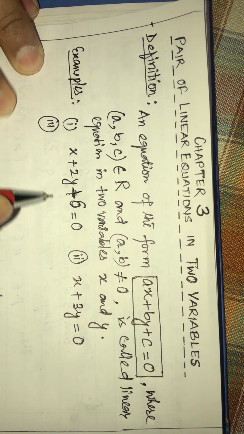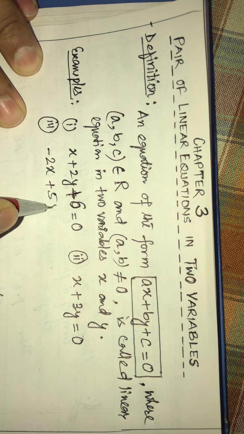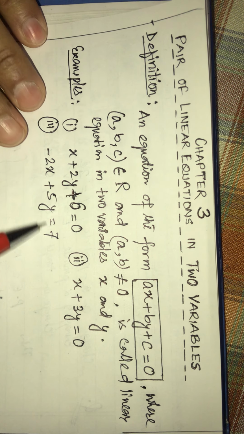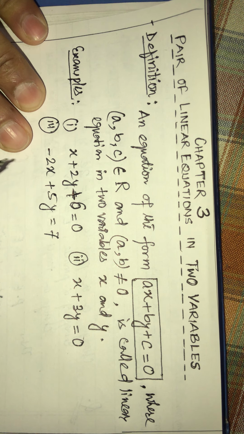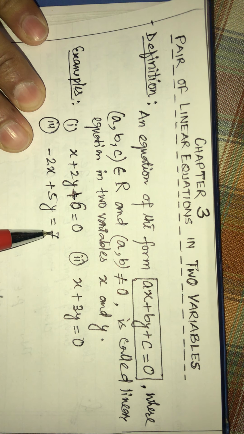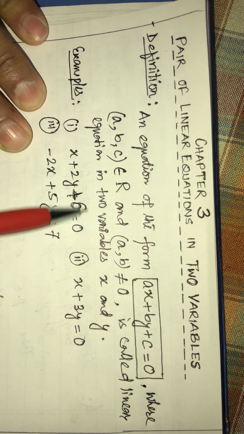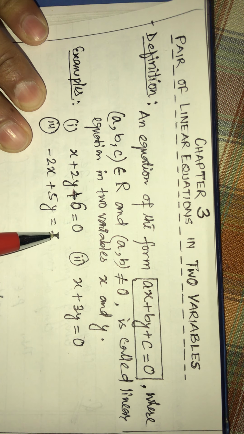Let's see some more. You may have one like this: 2x plus 5y equal to 7. Again we can call it a linear equation. Why? Because x and y are there with power 1. This is not in standard form. Why? Because in standard form usually we write 0 on the right hand side. This 7 is not 0, no?